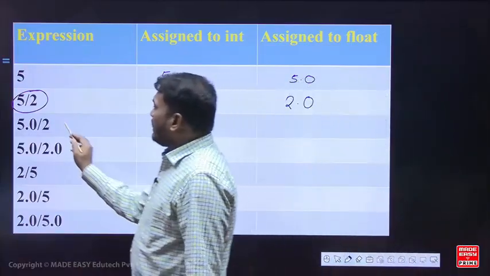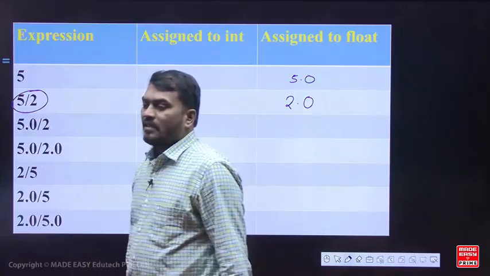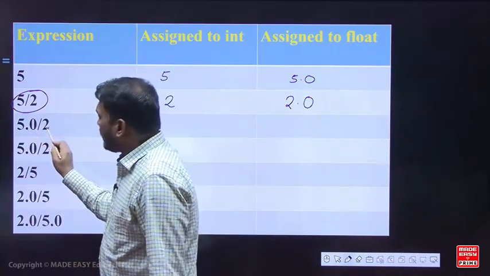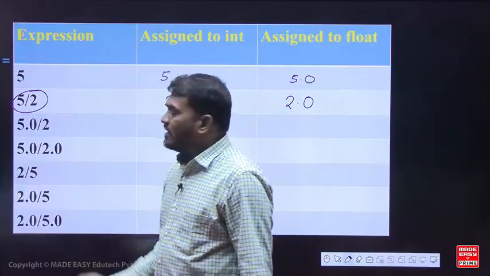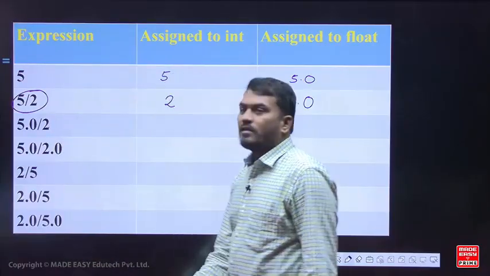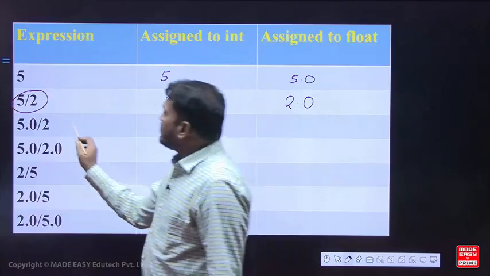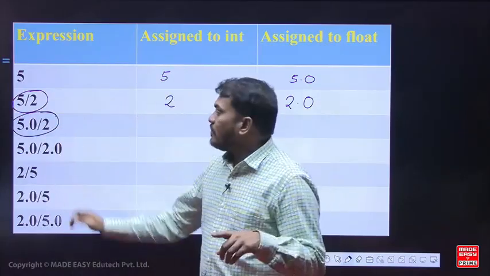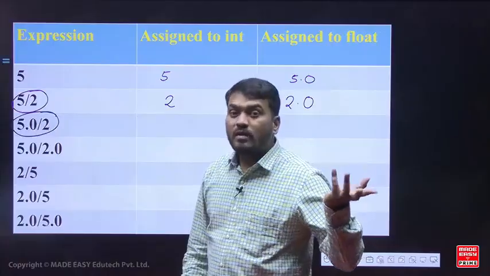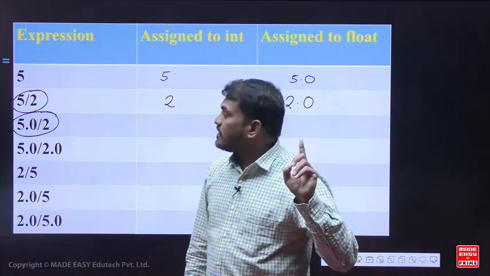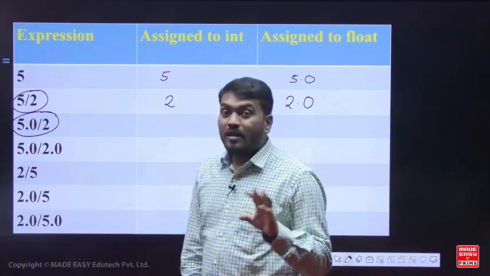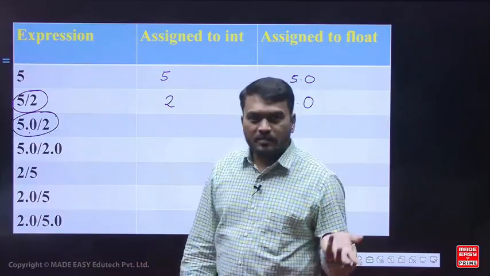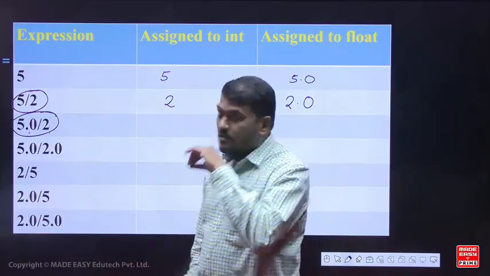And next, 5.0 divided by 2. Listen to me carefully. One is float, the other is integer. So what is the actual answer according to C language? Output will be float. So 2.5 is the answer according to C language. Okay, the actual answer is 2.5.